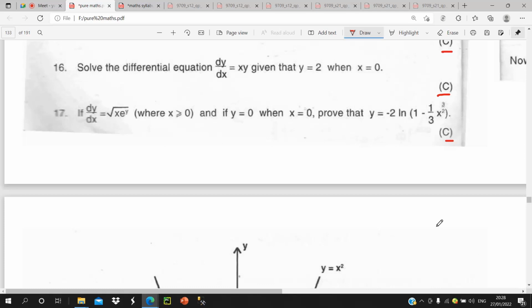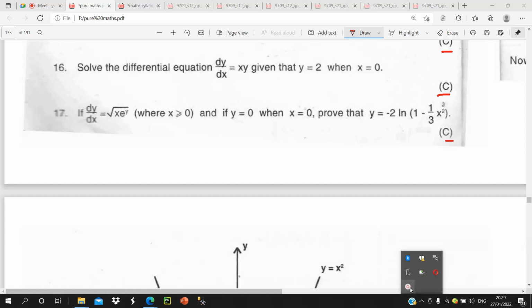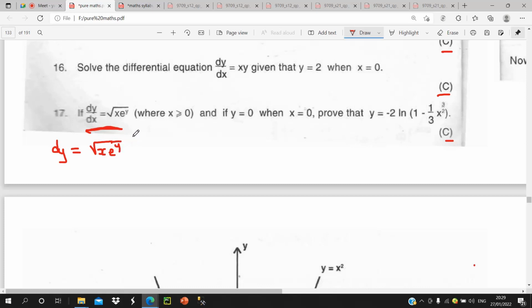Right, are you done copying? Yes. Okay. So we are given that differential equation. The first thing we need to do is to separate. Maybe by cross multiplying, we will have dy is equal to square root of x e to the power of y, everything in square root, then dx.